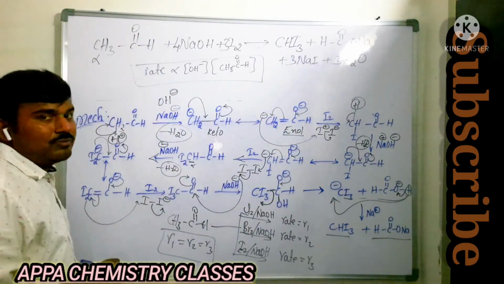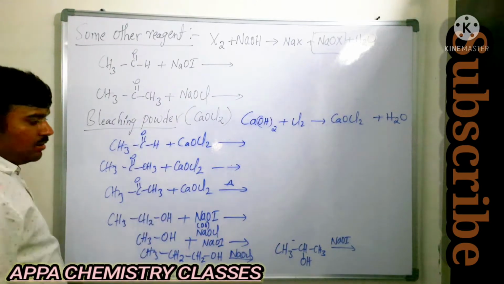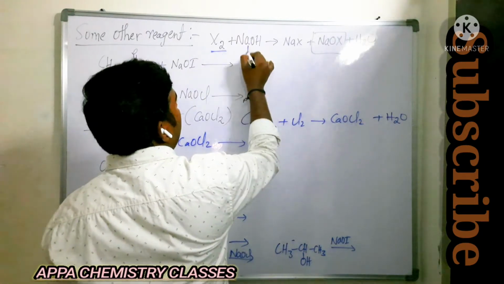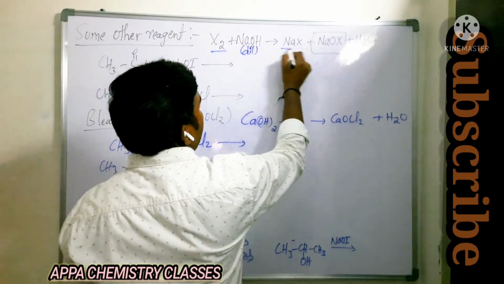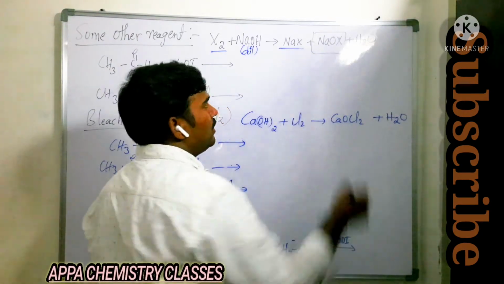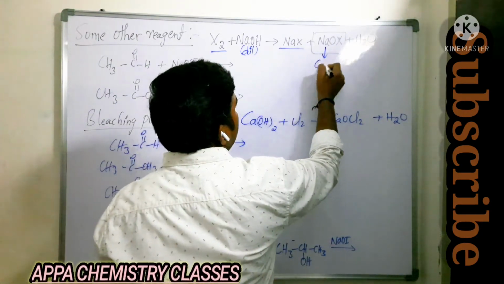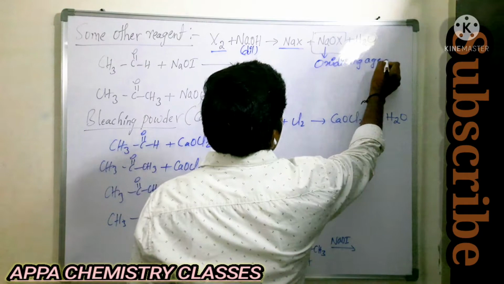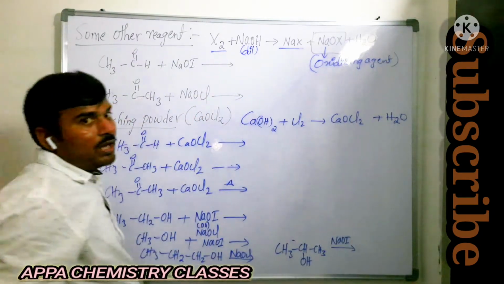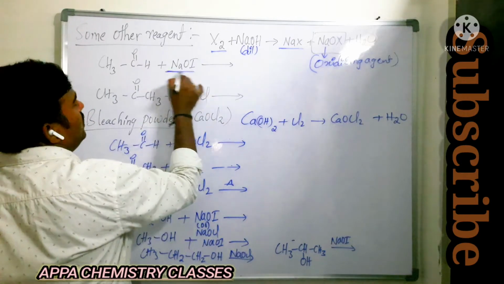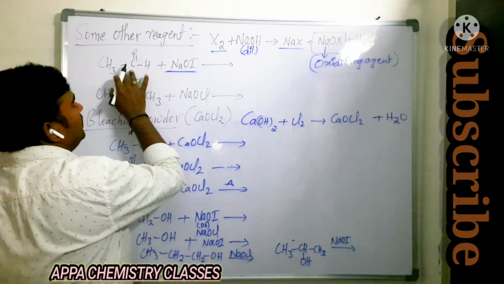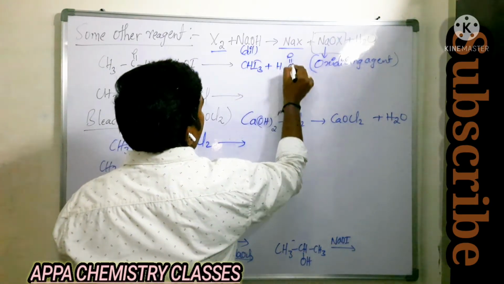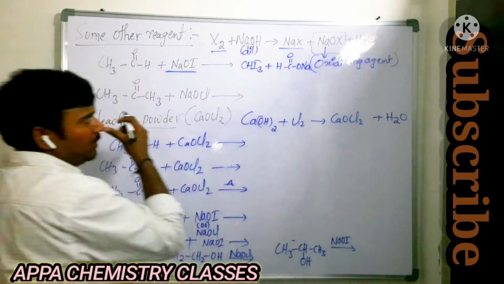We'll see some more examples. In the haloform reaction, some other reagent is also used. Here, when halogen reacts with dilute sodium hydroxide, we get sodium halide and sodium hypohalide. This sodium hypohalide is used as an oxidizing agent, which oxidizes easily and forms iodoform or haloform. If sodium hypoiodite reacts with this acetaldehyde, we get iodoform plus HC double bond ONa, the sodium salt of formic acid.